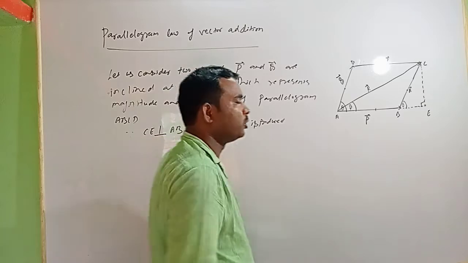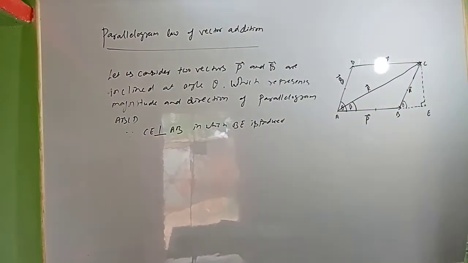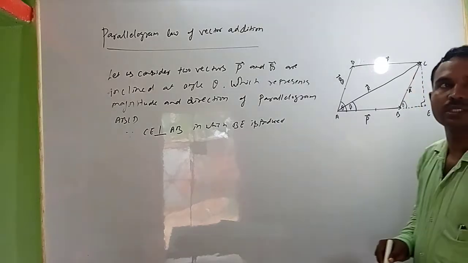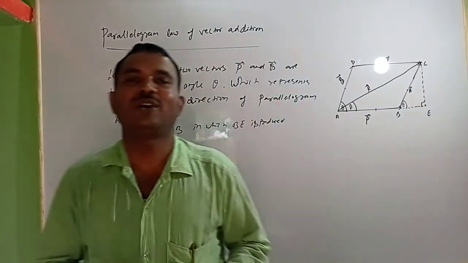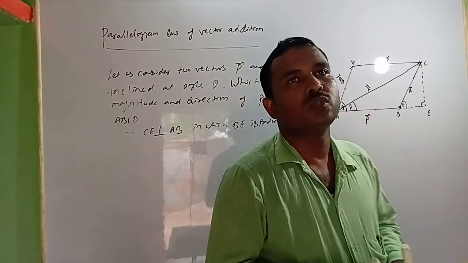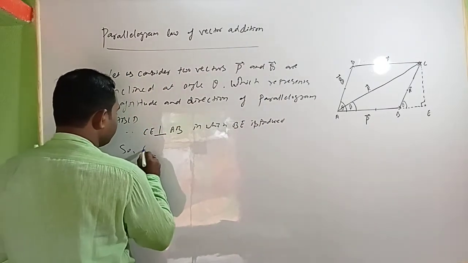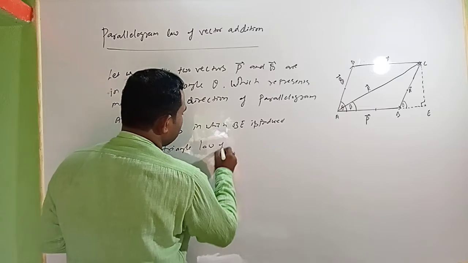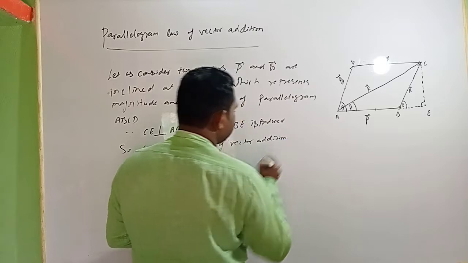Okay, BE is produced. In that case, now you can see that there are the perpendiculars. Already we have discussed the triangle law of vector addition. So from the triangle law of vector addition, what is the formula?